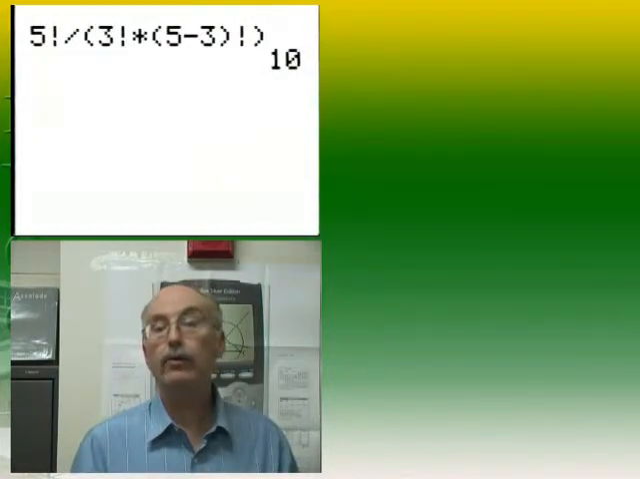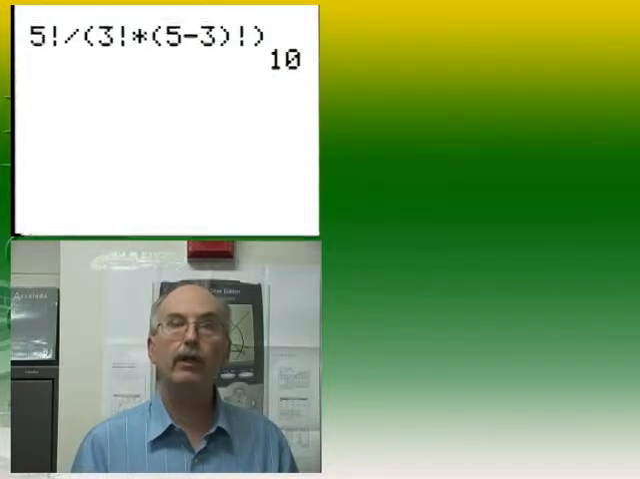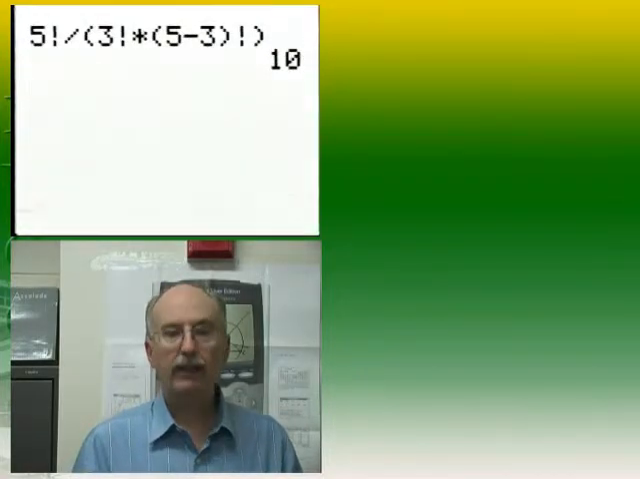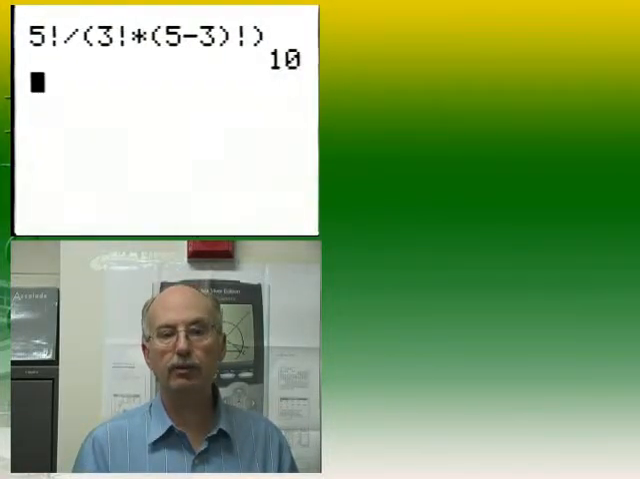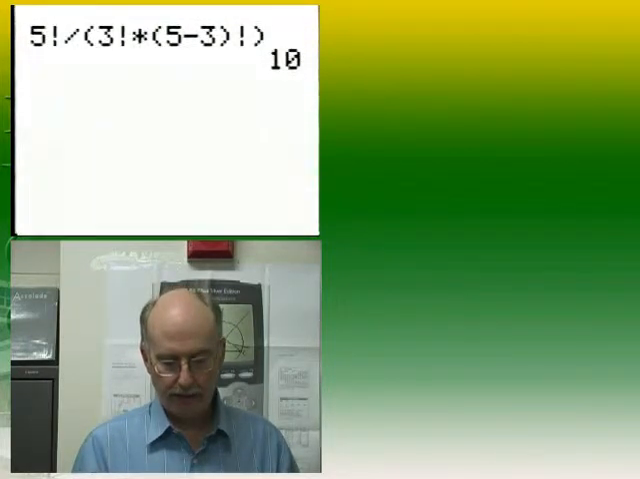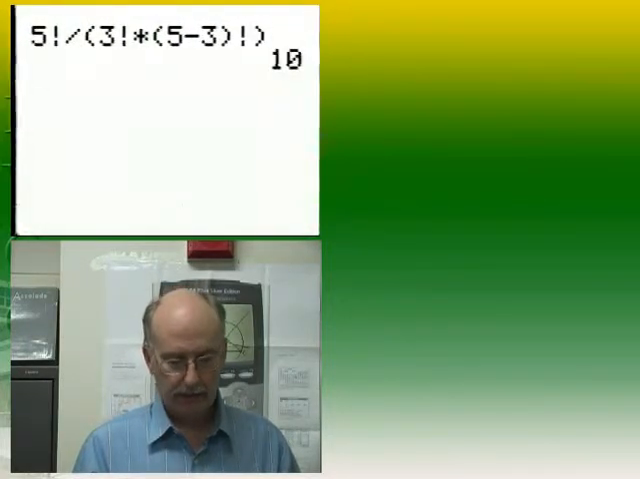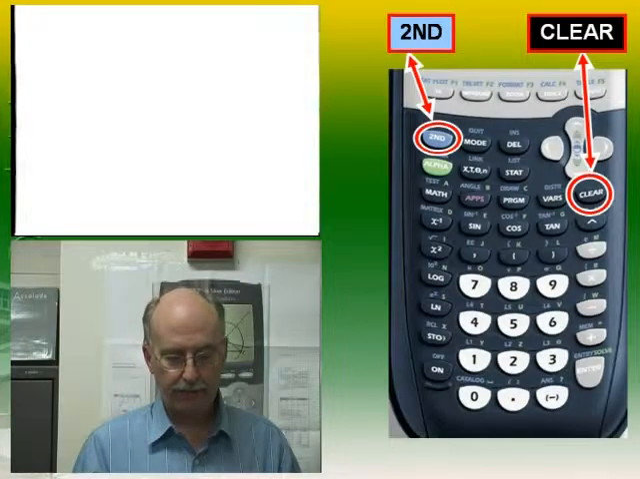So there's another way to do that calculation of 5 coins and 3 heads, and that is to use the combinations calculation that's built right into the calculator. So let's try that. Let's go down to a new line. We'll clear that last line off.